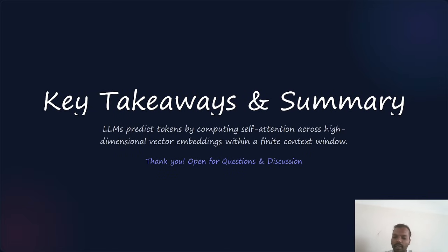So, the key takeaways and conclusion to wrap it all up: large language models are fundamentally statistical pattern recognizers. They convert text into numerical tokens, map them into high-dimensional vector spaces, calculate attention weights to capture context, and predict the most likely next tokens.